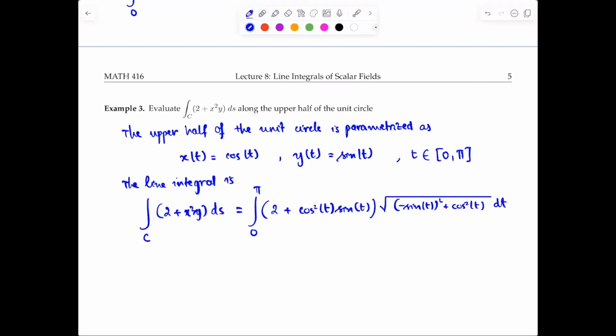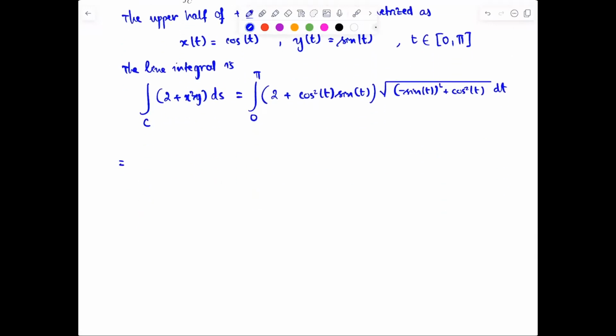So this expression is just equal to 1. So we're just going to drop it. Now we just need to do with this 2 plus cosine squared t sine of t. So this is equal to the integral from 0 to pi of 2 dt plus the integral from 0 to pi of cosine squared of t sine of t dt. The first integral, very easy. Now for the second integral, I'm going to use integration by substitution.